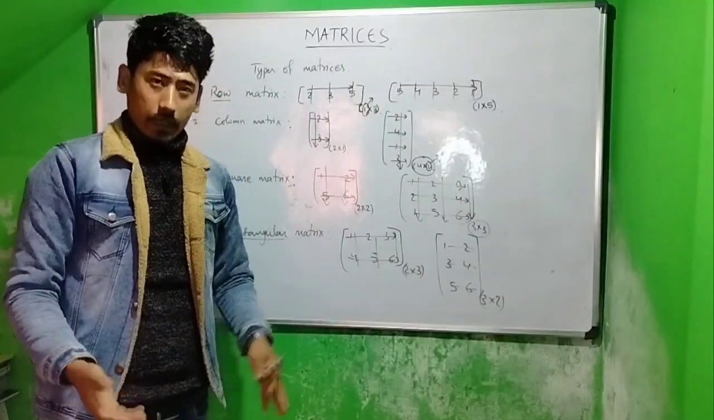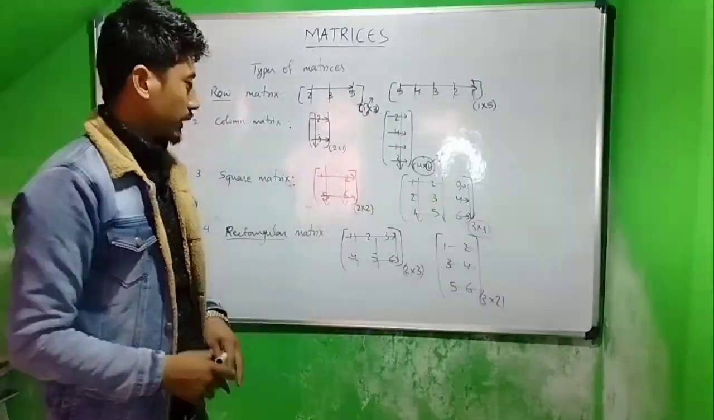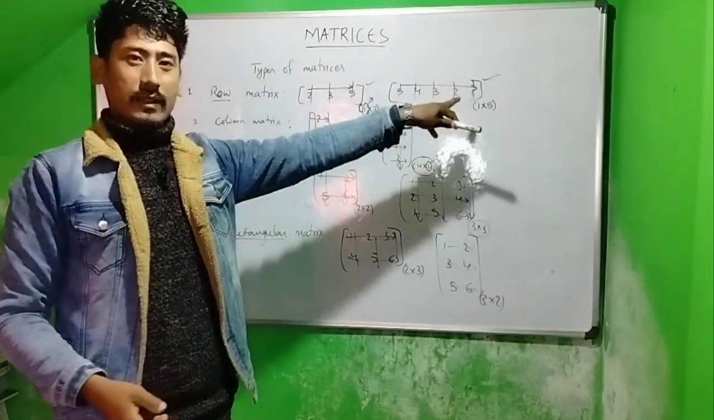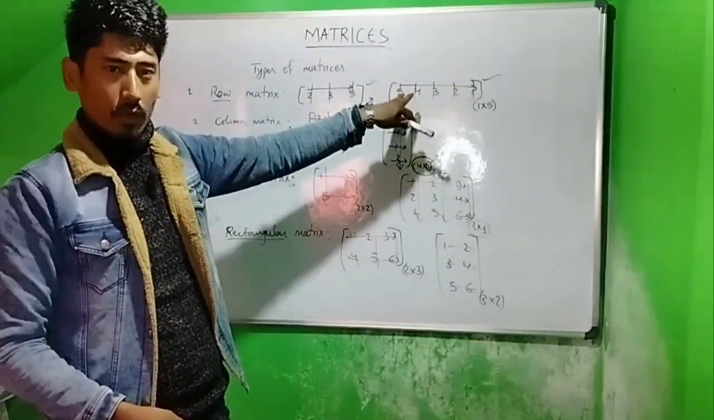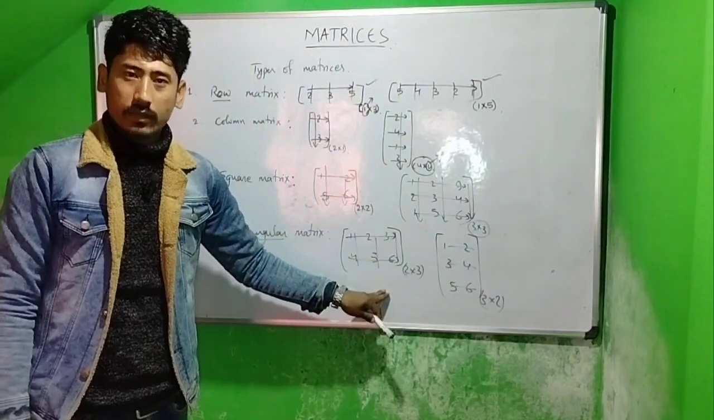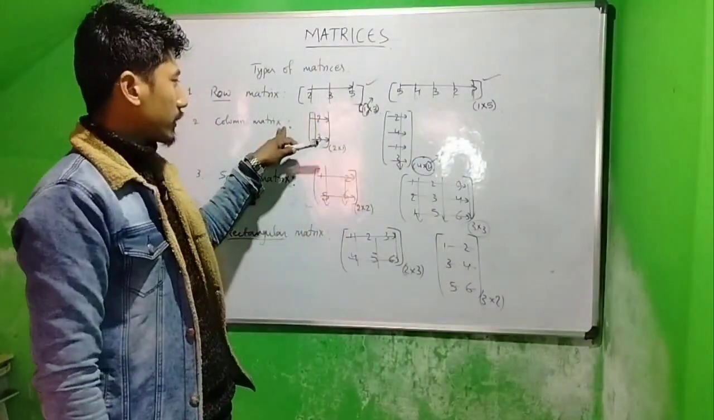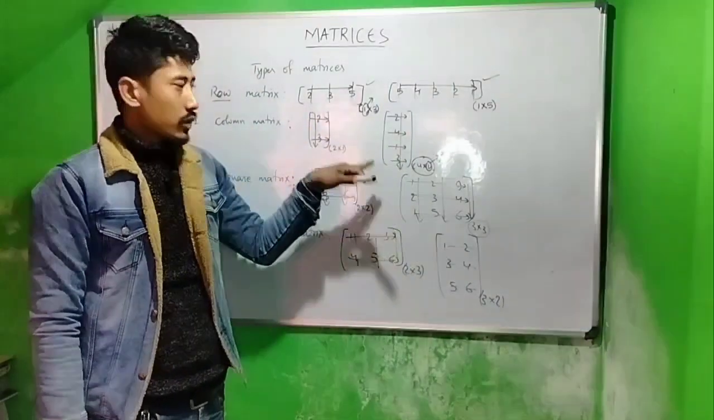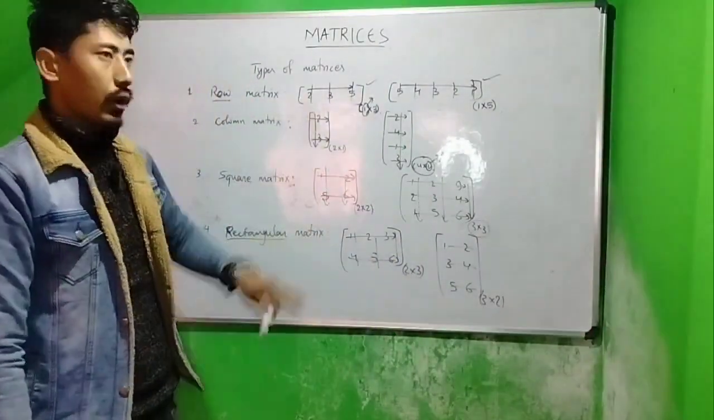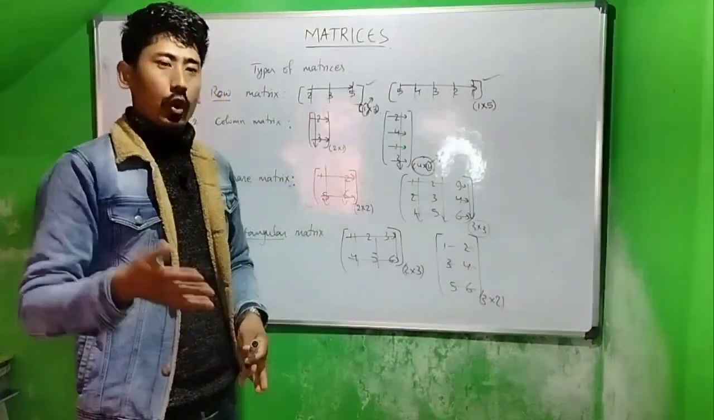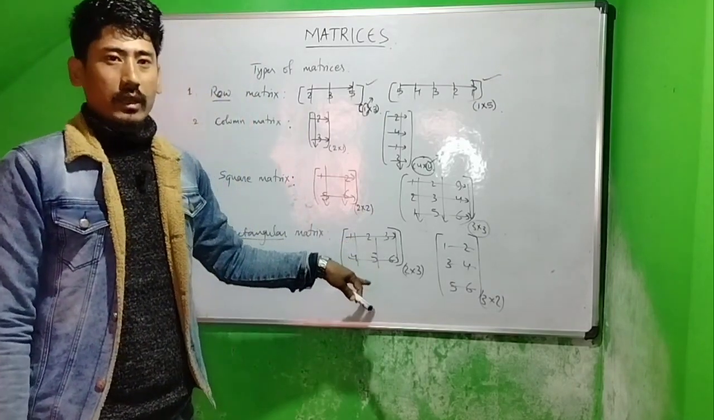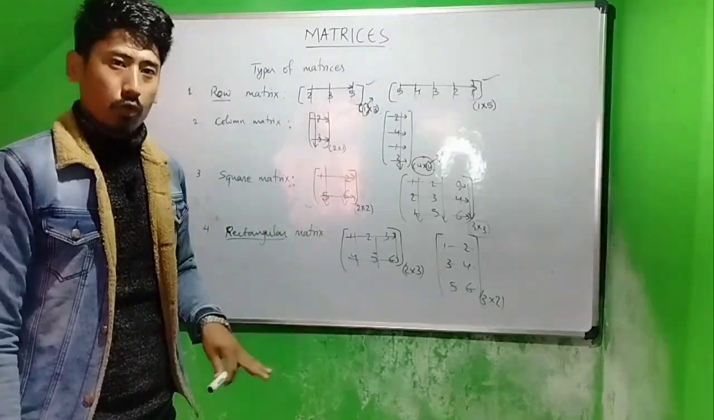From this point, I again came to a conclusion. That conclusion is all the row matrices, that means a row matrix also has an unequal number of rows and columns, so they also fall in this category, that is rectangular matrix. Similarly, a column matrix also has different numbers of rows and columns, so they also fall in the rectangular matrix category. So we can say every row matrix is a rectangular matrix, every column matrix is a rectangular matrix, but every rectangular matrix is not a column matrix or a row matrix.